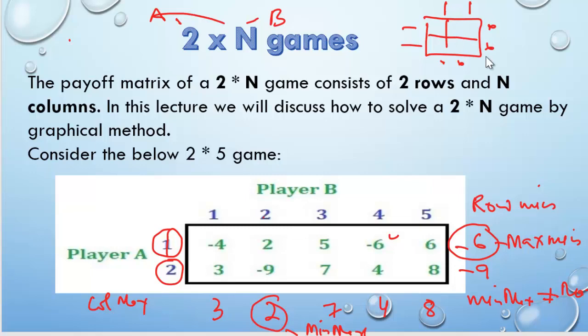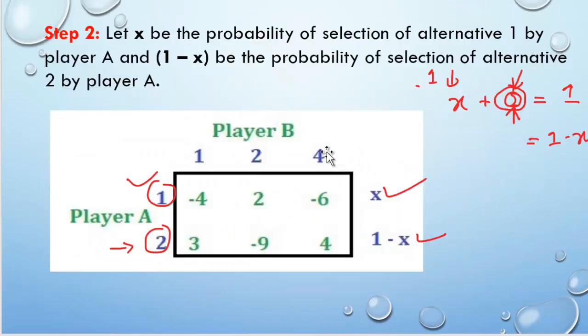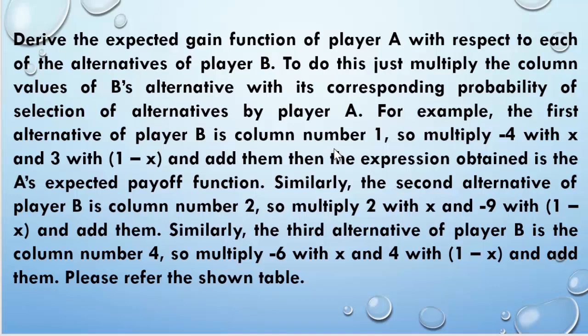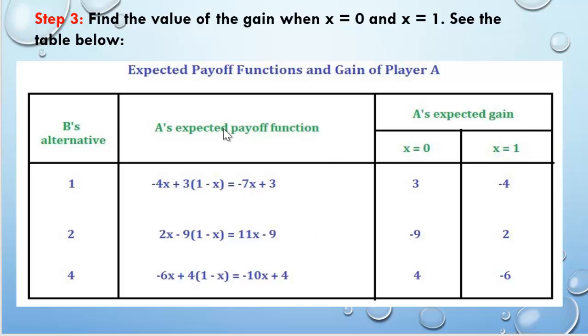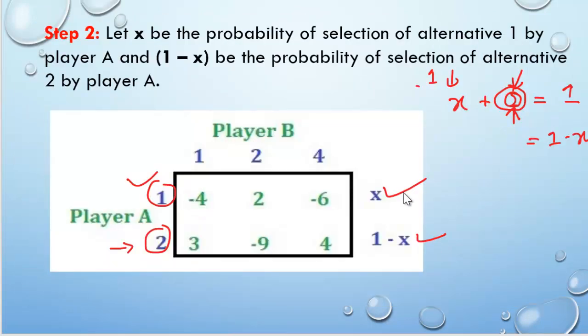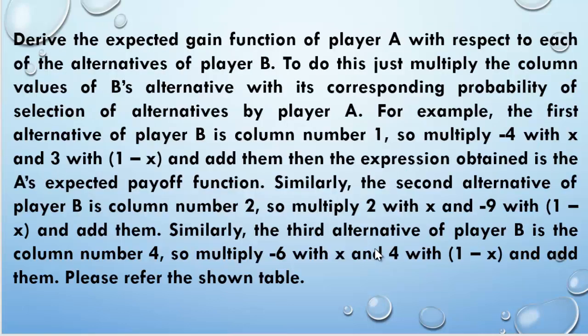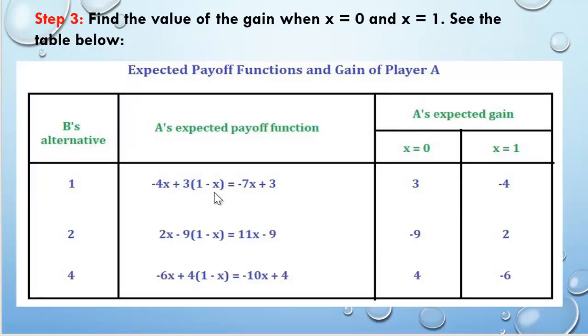This is what we want to do by the graphical method also. We want to break this into 2 by 2, so this is what we are going to achieve by this graphical method. We get a 2 by 2 matrix. Here B has the alternative of choosing column 1, 2, or 4, and we are seeing the expected gain function, the payoff function of A, because we multiply this -4 with x plus 3 with 1 minus x. So we get -4 into x plus 3 into 1 minus x, that is -7x plus 3. The same is done for the second column and the third column, and we get these values. Then we see what is A's expected gain.